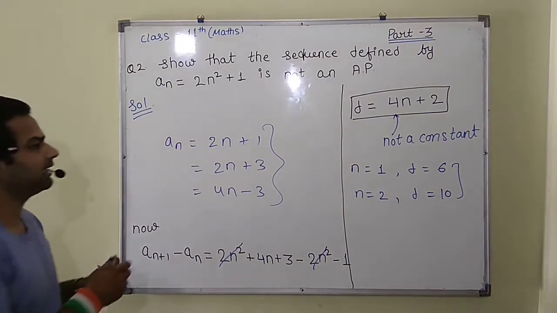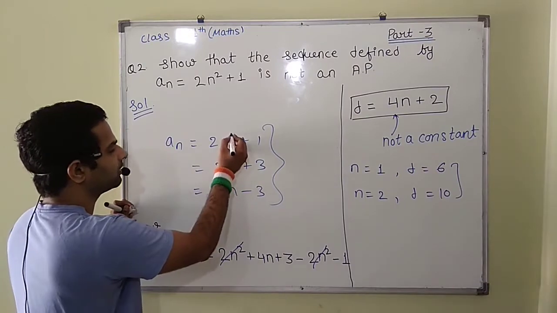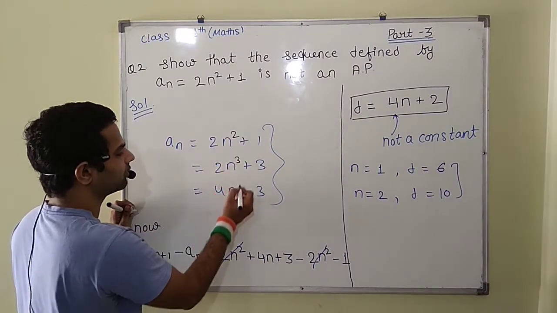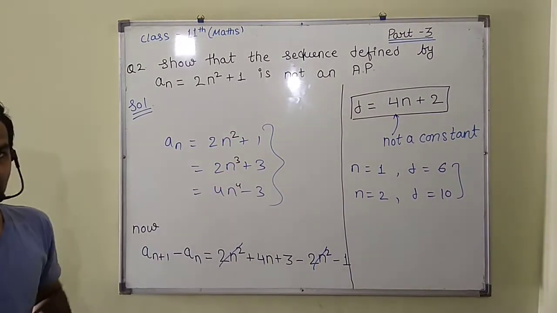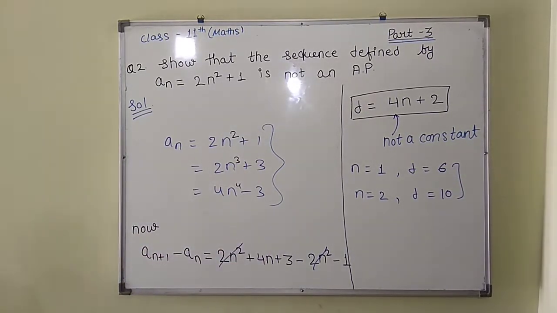But in any sequence or any general form, if the power of n is anything other than 1, then in that case the sequence is not in AP. Okay. Now question number 3.